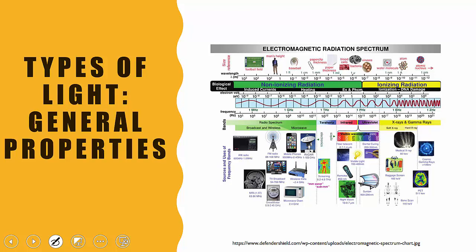Now, radio waves have a very, very long wavelength, about the size of a football field or longer. They're measured in kilometers. That being said, their frequency is very, very low, so they don't have a very high frequency.